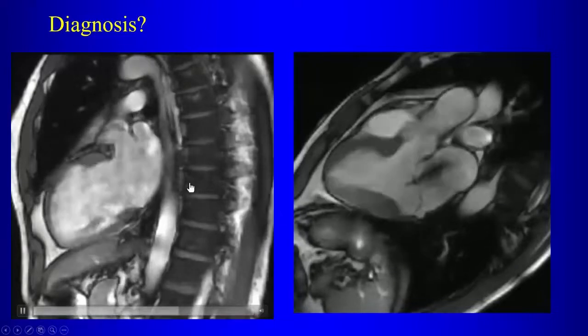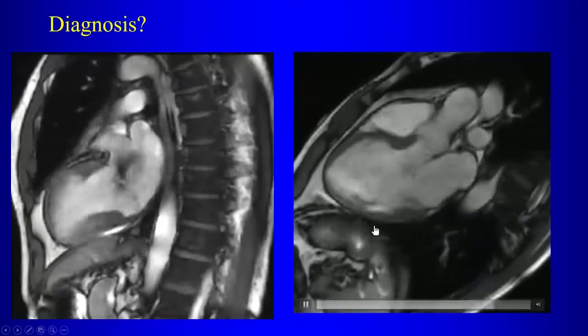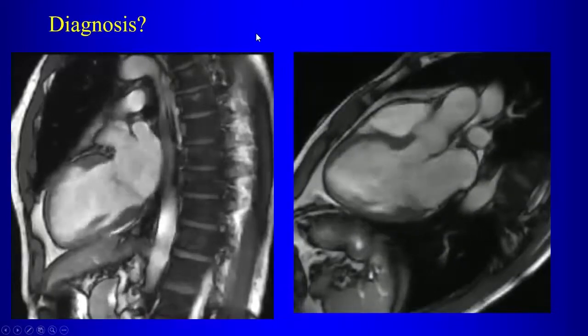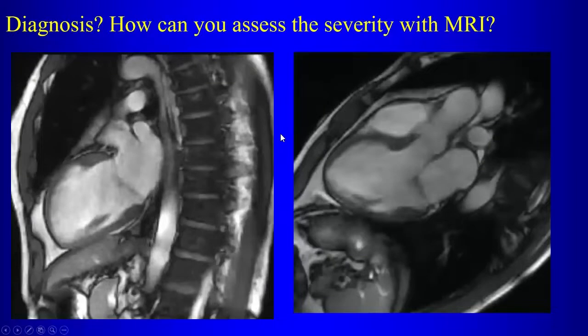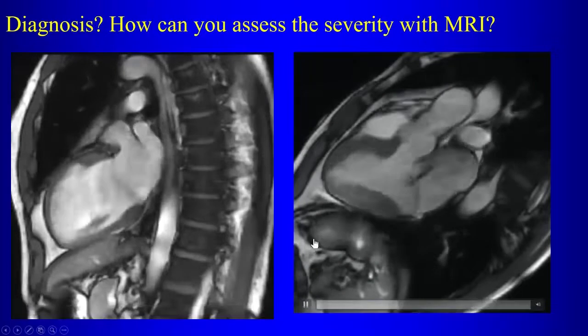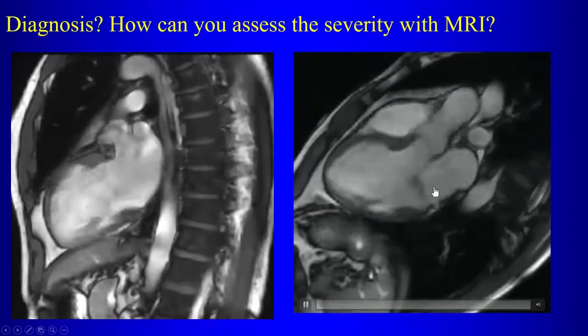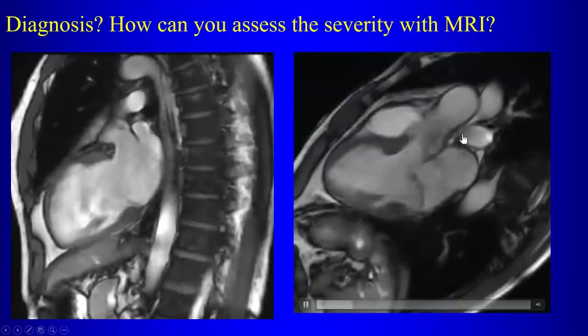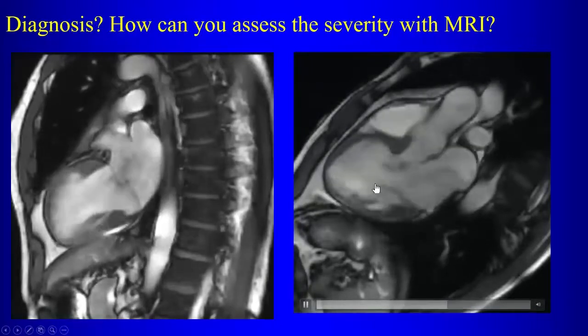So here on our next case, we're looking at a two-chamber view, and then here again is a left ventricular outflow tract view. This patient has pretty extensive mitral valve regurgitation. So this is an example of mitral valve regurgitation this time. The question is, how can we assess the severity of mitral valve regurgitation, or MR?